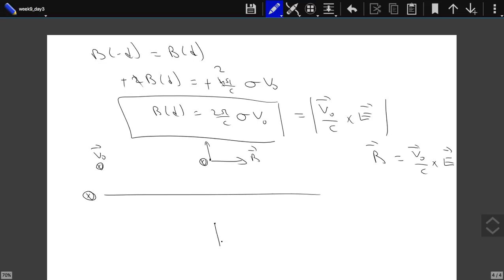At this point, this is the direction of E. V0 is still inwards. What is the direction of V0 cross E? To the left. The factor 2 pi. That is E.